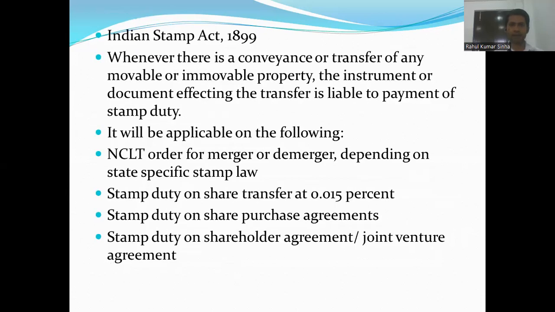And next is the Indian Stamp Act 1899. When there is a transfer of any property, there is the requirement of payment of stamp duty. Stamp duty is to be paid. So NCLT order for merger or demerger, depending on the state-specific stamp law, stamp duty on share transfer of 0.015%, stamp duty on share purchase agreements, stamp duty on shareholder agreements, joint venture agreements. So the Indian Stamp Act says that if there is a case of merger or acquisition, stamp duty is to be paid.